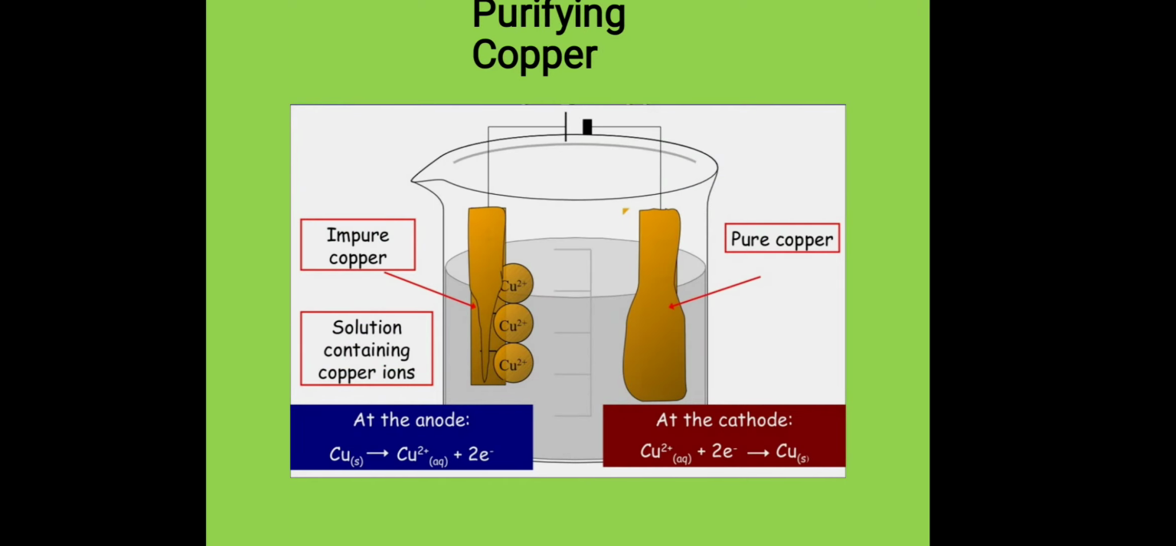Next, purifying copper. In the beaker there is impure copper and pure copper, with a solution of copper ions. At the anode, Cu gives Cu2+ plus 2 electrons. At the cathode, Cu2+ plus 2 electrons gives Cu.